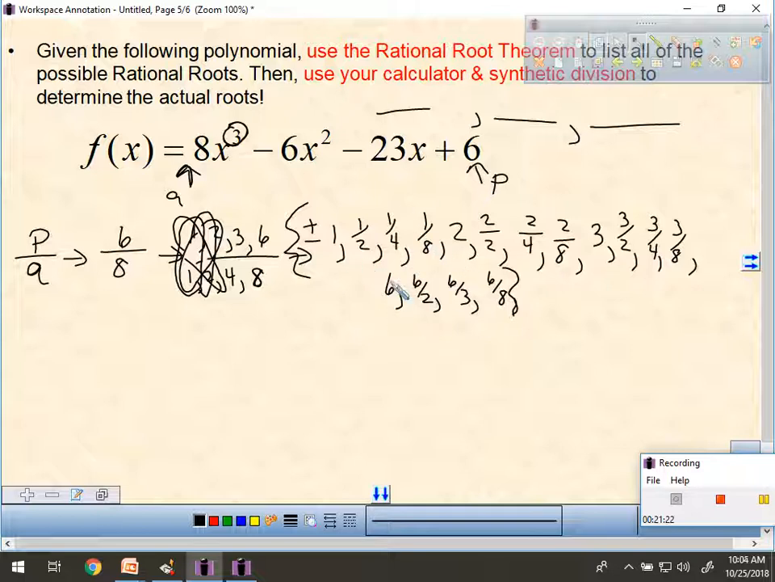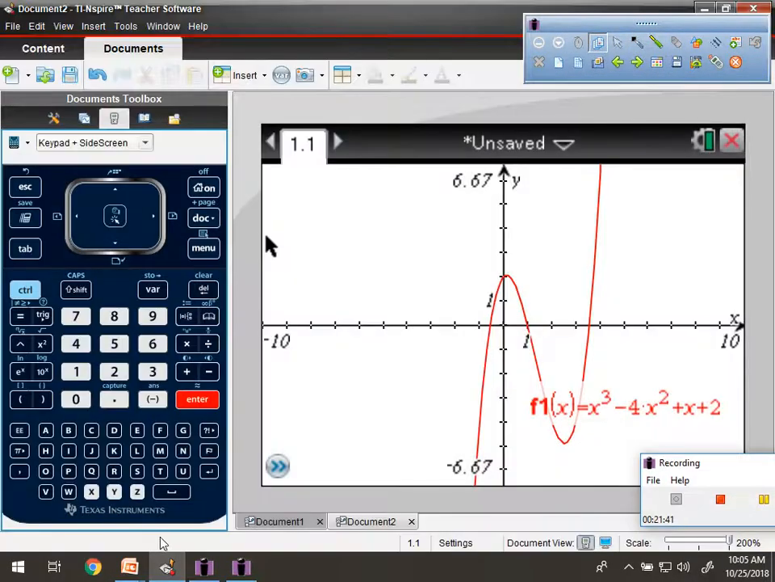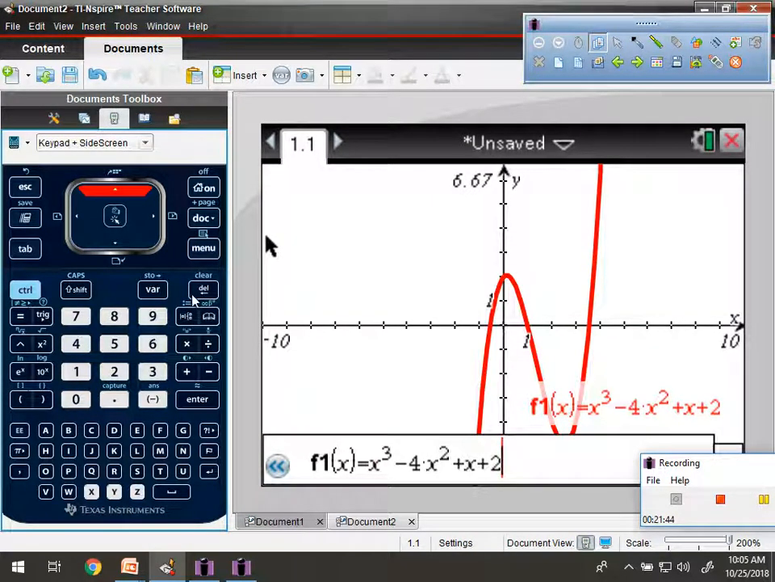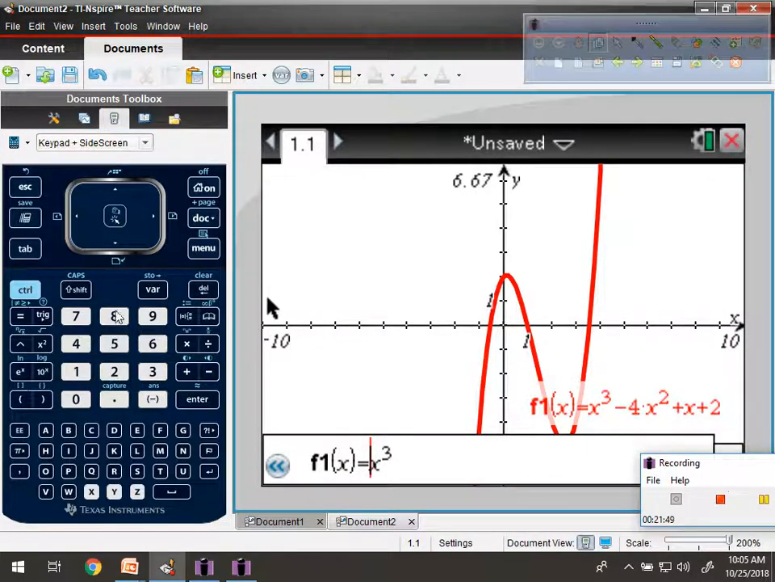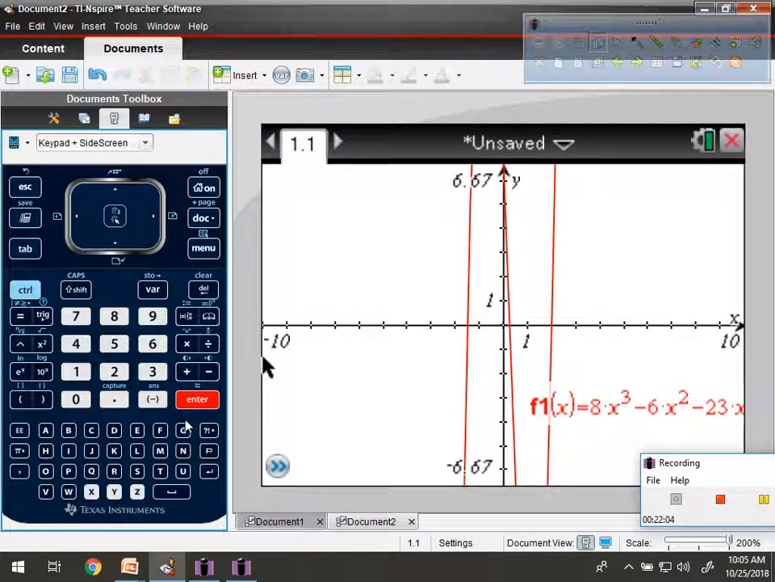I'm just going to go ahead and grab out my handy-dandy calculator, and we're going to graph this sucker and see if we can get some answers from it. So I'm going to hit tab, I'm going to go up, I'm going to clear this out, and so I've got x cubed, so that is 8. So I'm going to put in 8x cubed, and then I'm going to put in minus 6x squared, and then I'm going to put in minus 23x, and then I'm going to put plus 6, and I'm going to hit enter, and then look at my graph.